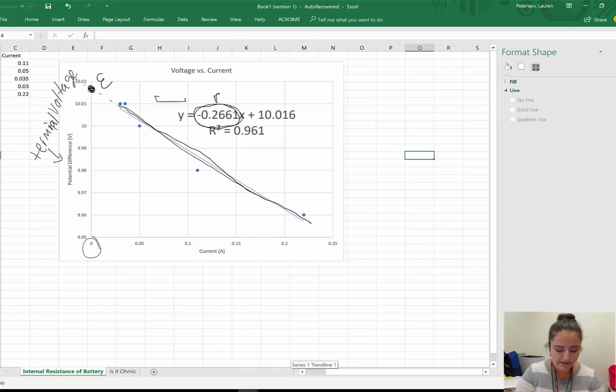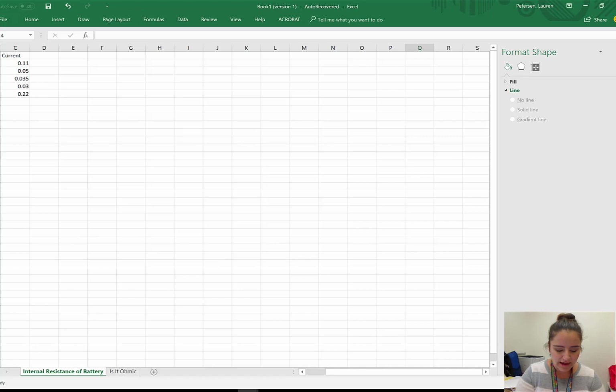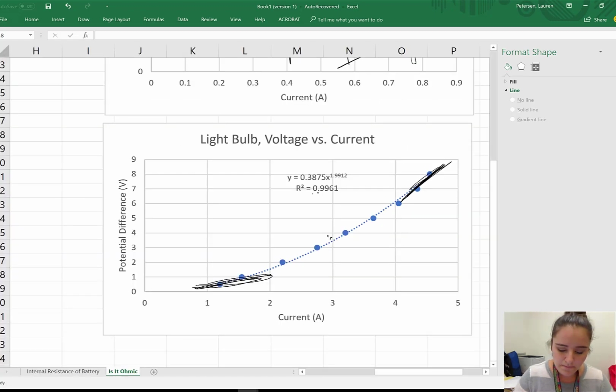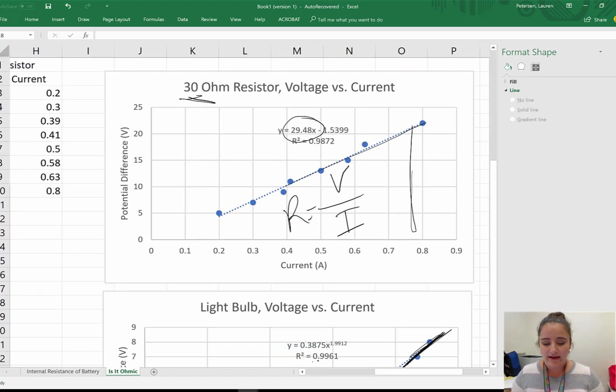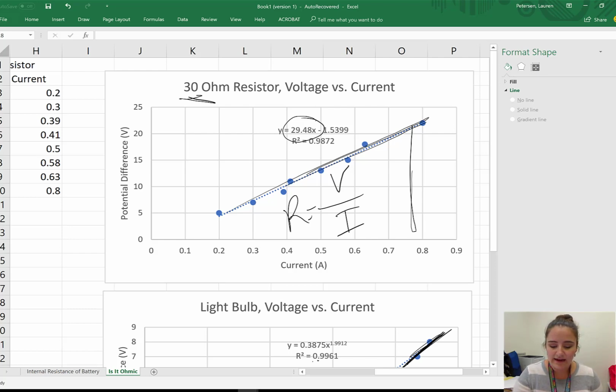Pull it up for you guys. For a battery and a light, or for a resistor and a light bulb. So if you look at the data, the graph right there, it is a nice linear graph. It has a constant slope equal to 29.5 ohms, which is good because it was a 30 ohm resistor. So pretty right on there.